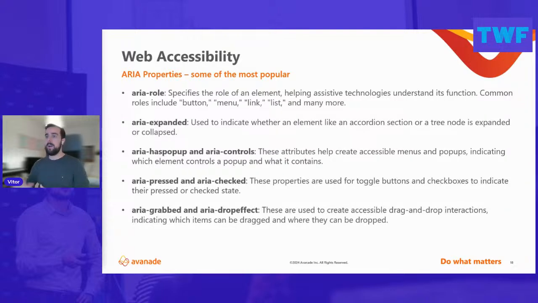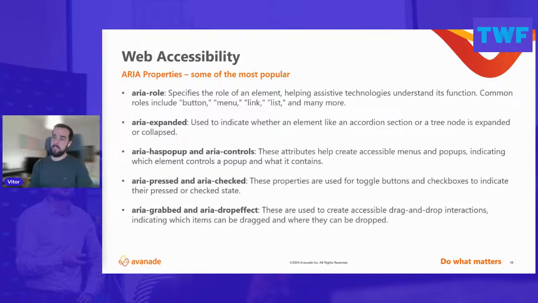ARIA live is very important because it is for regions of the page that are going to be dynamically added, removed, and changed. We are going to see a very nice example on the next demo. ARIA role is also super important because sometimes we use divs or other elements that are essentially doing the same thing, and we can get away with it if we present that this element has the ARIA role of a button, a menu, a link, or a list, to tell the assistive technologies what kind of functionality this element provides. ARIA expanded, as you can guess, is for accordion sections that we are expanding, trees and things like this.